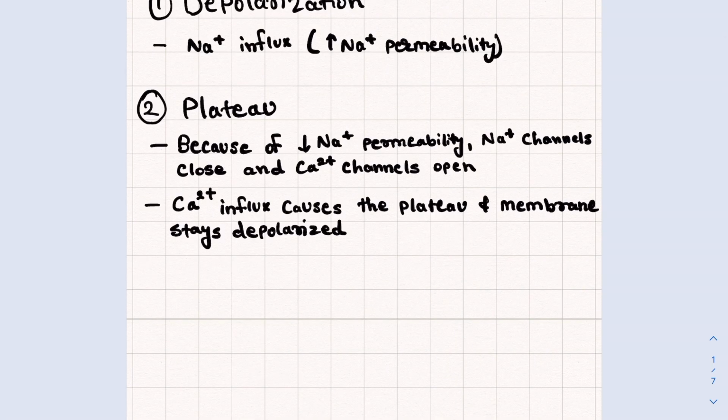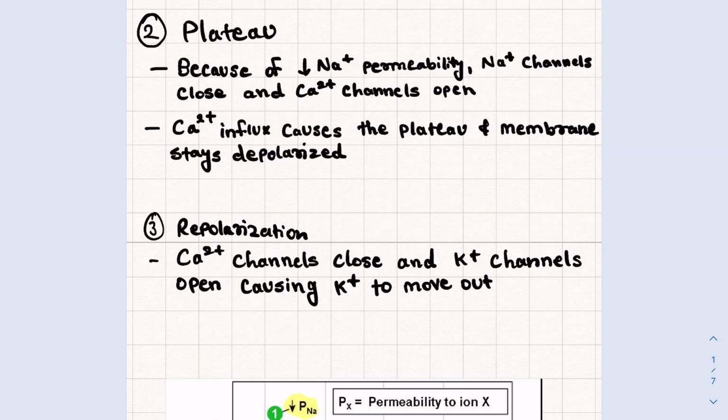Now the last event of myocardial contractile potential is repolarization. During repolarization, Ca2+ channels, which are open during plateau, close because of decrease in Ca2+ permeability, and potassium channels open because of increased potassium permeability. And opening of K+ channels causes potassium to move out of the contractile cells.